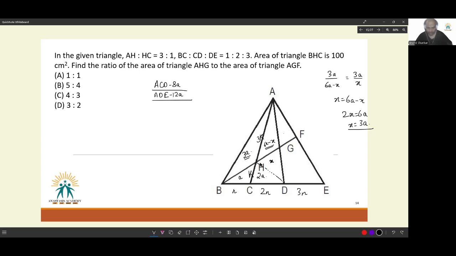Then for ACD, I joined H and D. Now for HBC and HCD, height is up till H, bases are in the ratio 1:2, so area should be in the ratio 1:2. I get A and 2A. Then for HDG, I took area of X, and therefore out of ACD, this is 2A, this is X. We know the total area was 8A, so this will be 6A minus X.